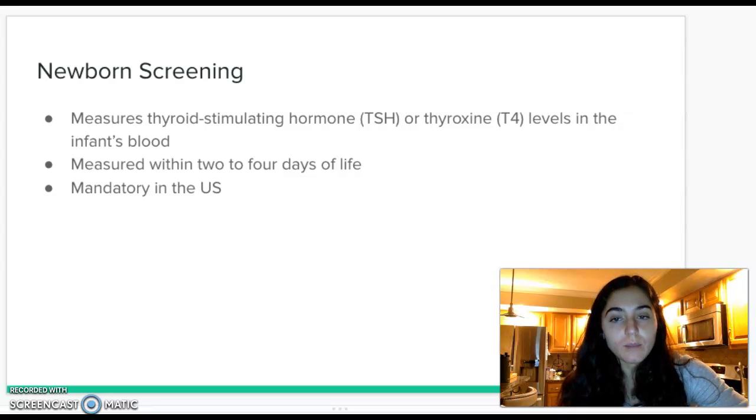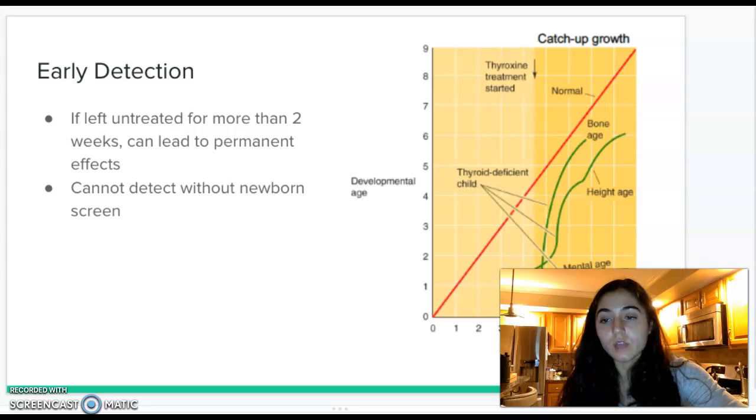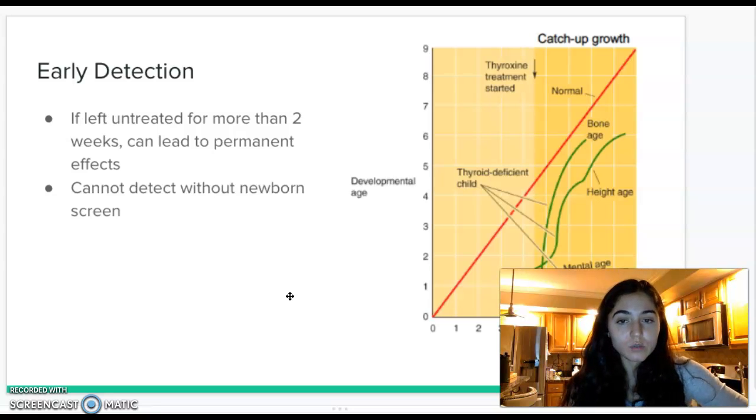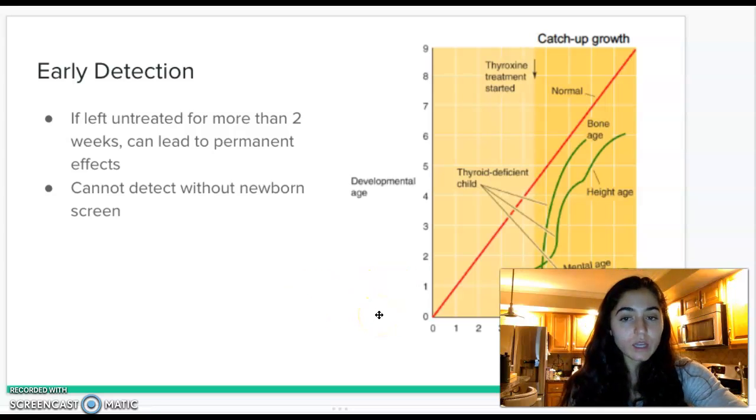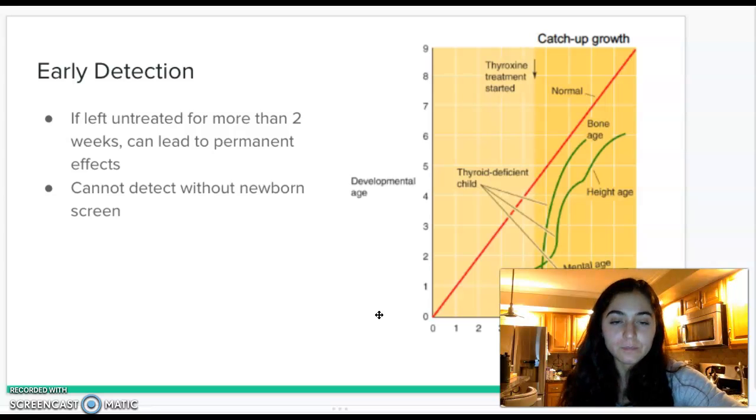This newborn screening measures thyroid stimulating hormone and thyroxine levels in the infant's blood. This is measured within 2 to 4 days of life. This is mandatory. It is measured in such a short amount of time of life because of how important early detection is. If left untreated for more than 2 weeks, low thyroid hormones can lead to permanent effects. And typically, we cannot detect primary congenital hypothyroidism without newborn screening.